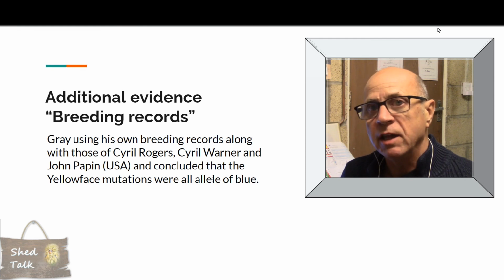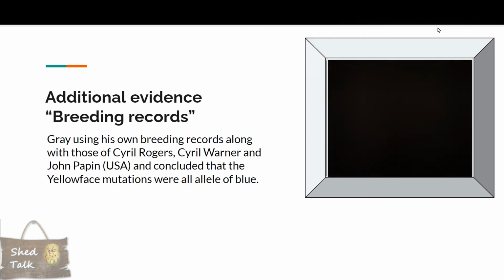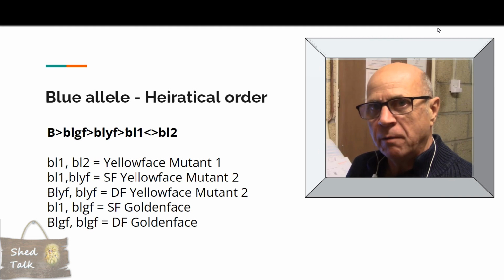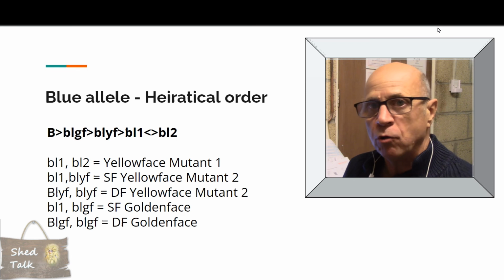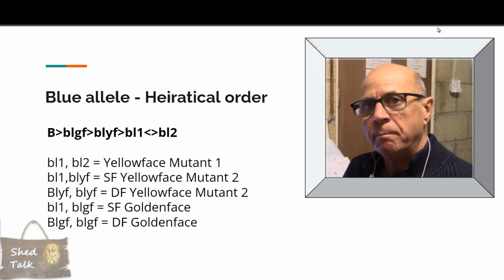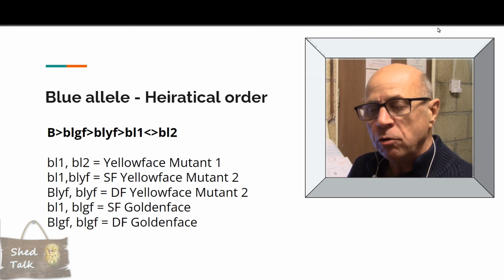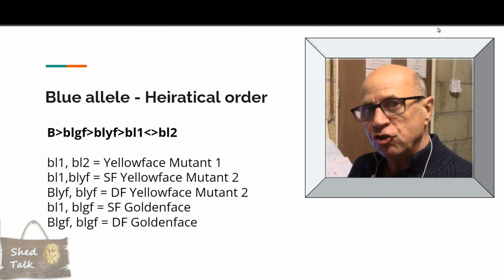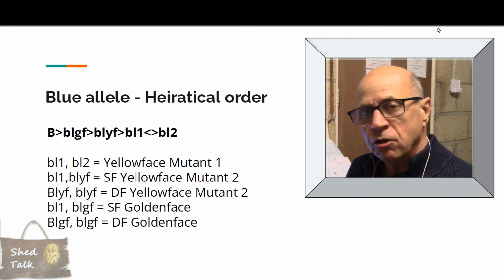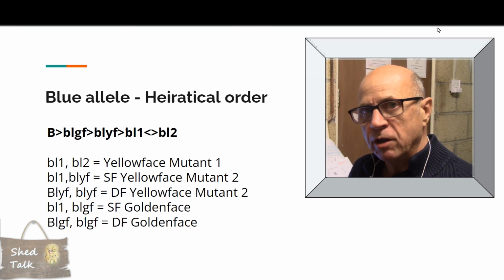So we can now look at the hierarchical order for the blue family of genes. Based on the work of Hray, I followed the hierarchy that he used in his book. So he has the wild type green as being dominant to all of the others. He then has the goldenface mutation as the next most dominant variety. It's not dominant to green, so it's recessive to green but dominant to all of the other varieties. He then has yellowface mutation 2, so that particular mutation is recessive both to the green and to the goldenface, but is dominant to the blue mutation 1 and blue mutation 2.